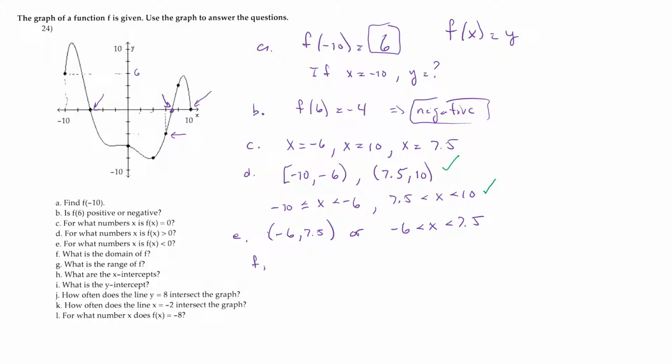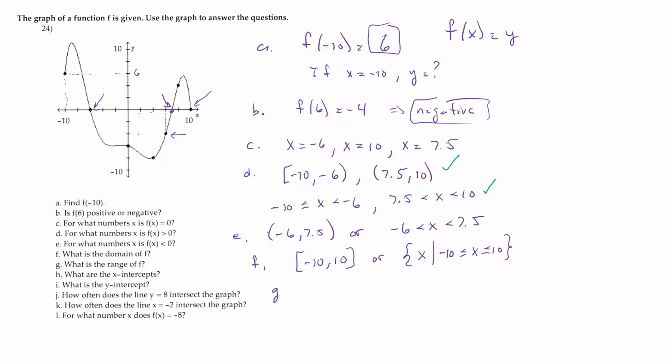What is the domain of f? The domain is from negative 10 to 10. The x coordinates go from a low of negative 10 to 10. And once again, we can answer in interval notation, or another way to answer would be as an inequality, which we could put in set notation if we wanted to.